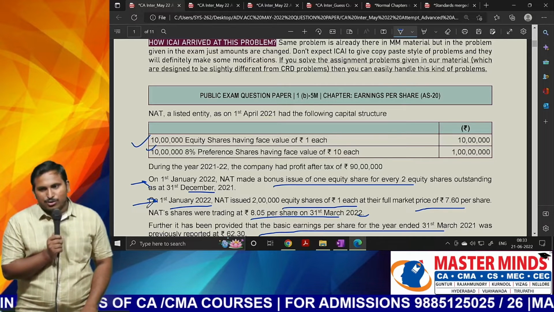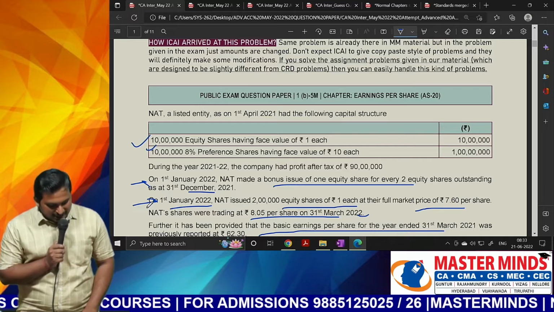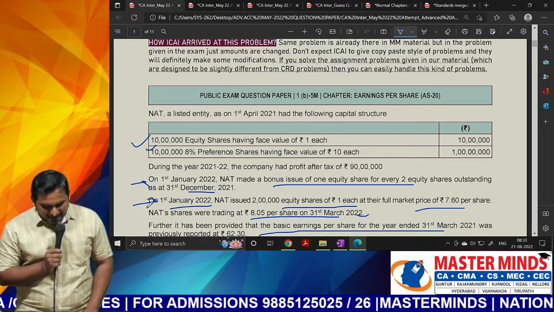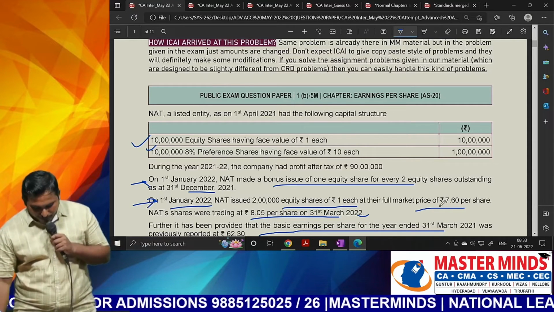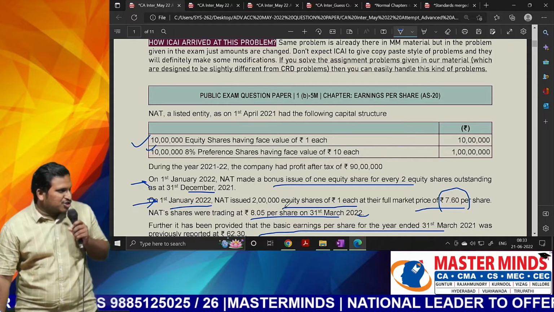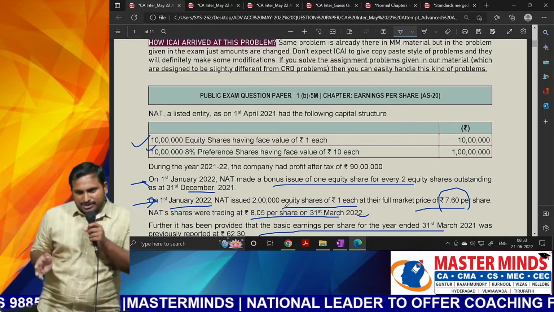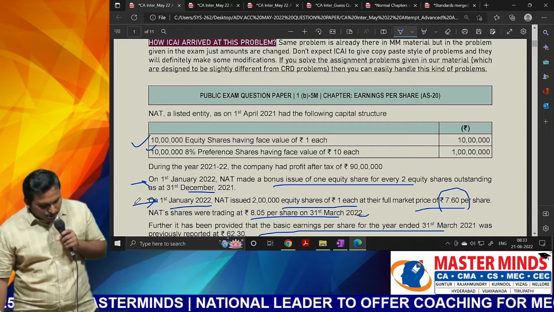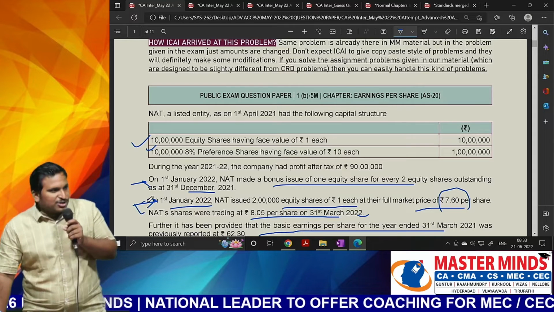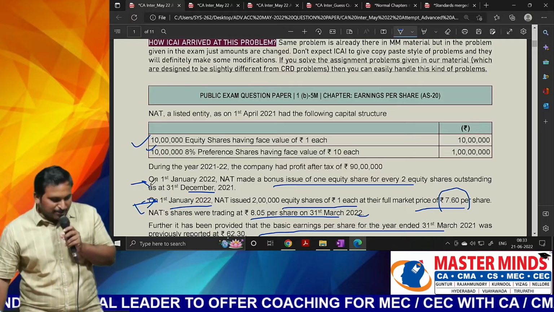That means current year also we assume that it is there for full year. Are you getting the point, sir? Next, the 2 lakh shares issued at full market price of 7.6. Now this is what's our fresh issue. So fresh issue means you will consider from the date of issue only. So this you will consider for 3 months. Bonus you will consider for entire months. Now fresh issue you will consider only for 3 months.